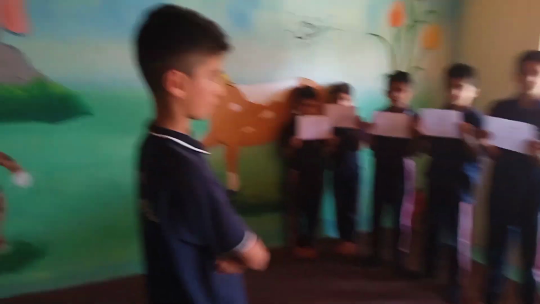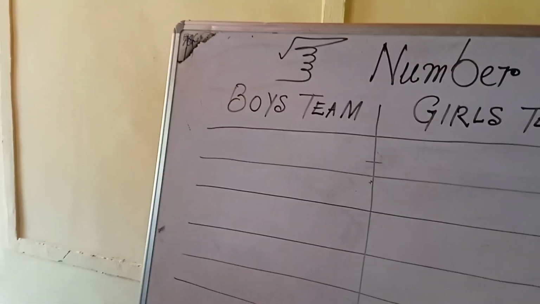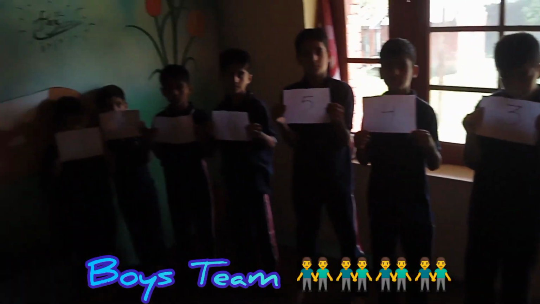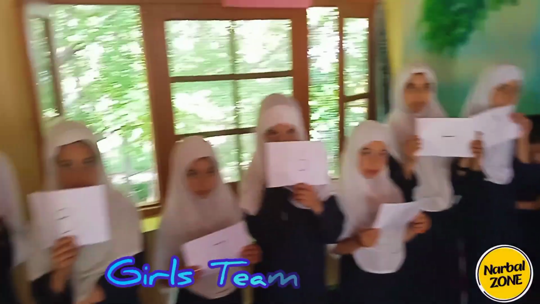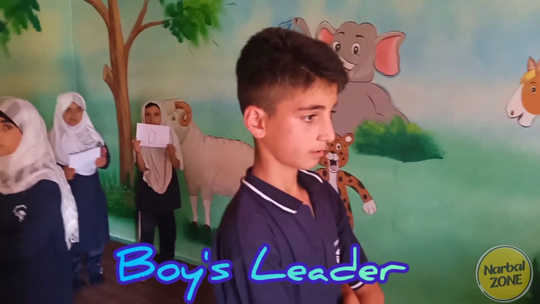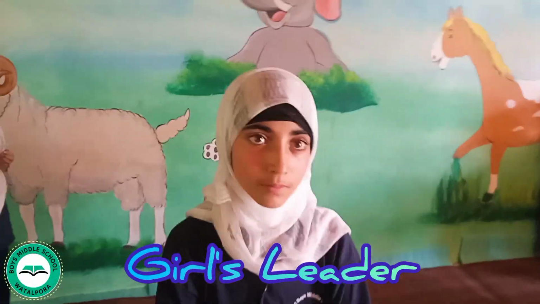Yes, sir. Today, we will play a game. The game is called the number game. We have made two teams out of you all. One team is the boys' team, that's here, and another is the girls' team, that's here. We have chosen two leaders: he is the team leader for boys, and she is the team leader for girls.